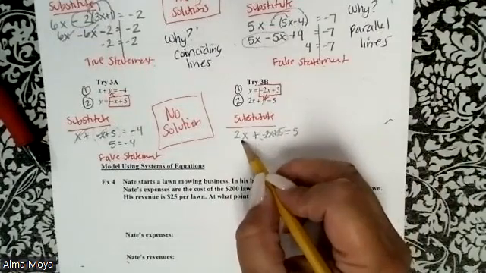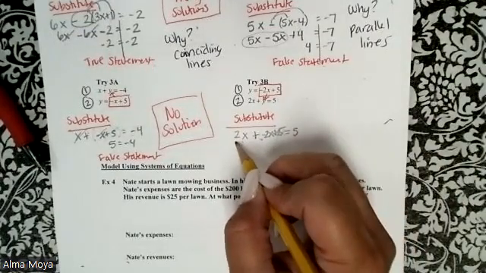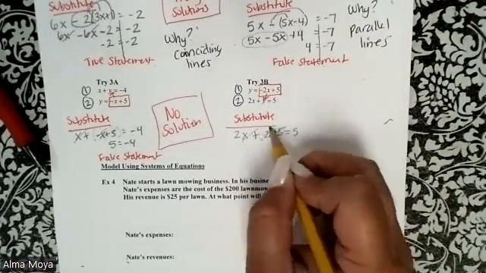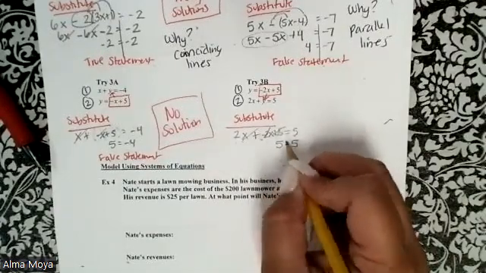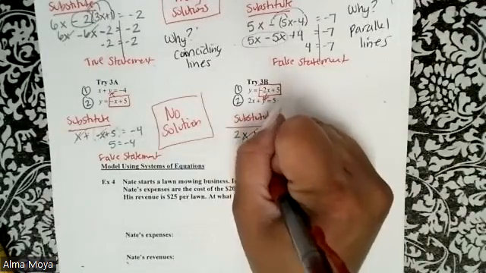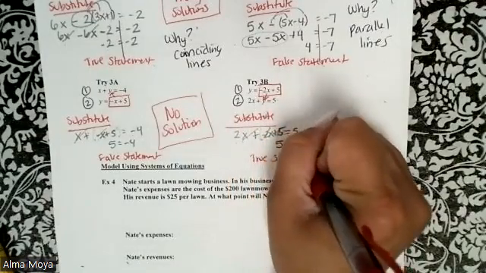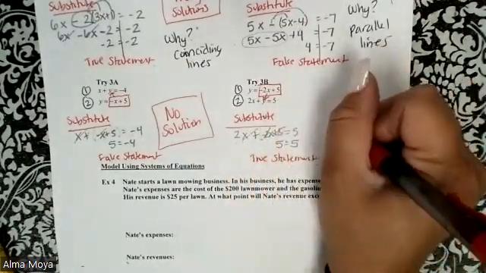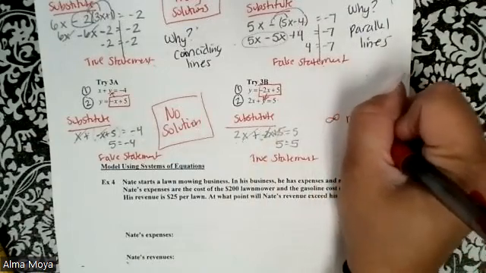So now when I combine like terms, 2x plus negative 2x, those eliminate. And I'm left with 5 equals 5. 5 does equal 5. That is a true statement. So since that's a true statement, this is infinitely many solutions.